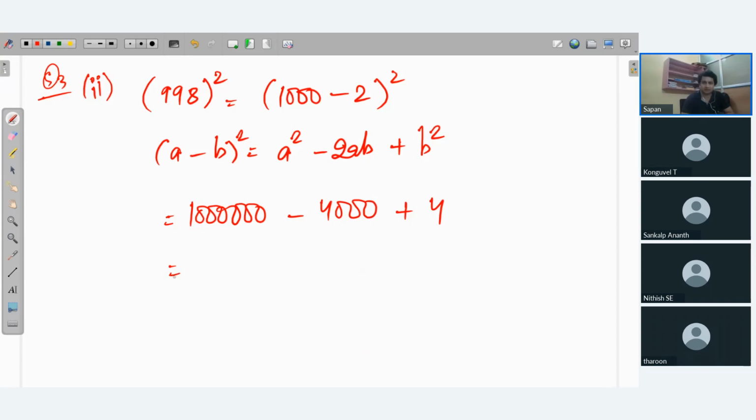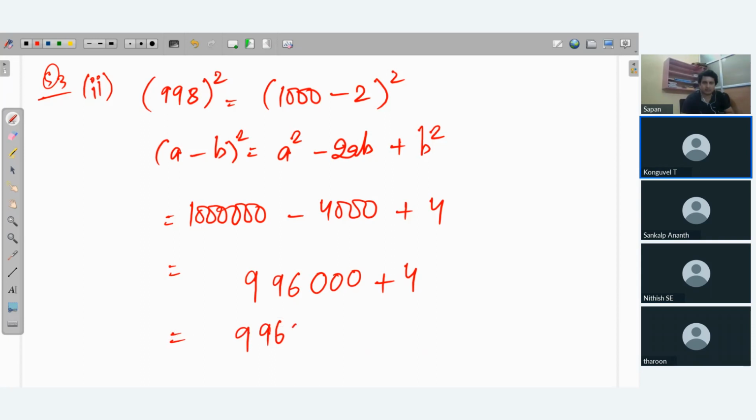Sir, 9 lakhs 96,004. No, sir, it's not 9 lakhs. Wait, you're talking about the first one? The second one. Oh, it's 9 lakh 96,004, the second one. Yes, right, that's right.